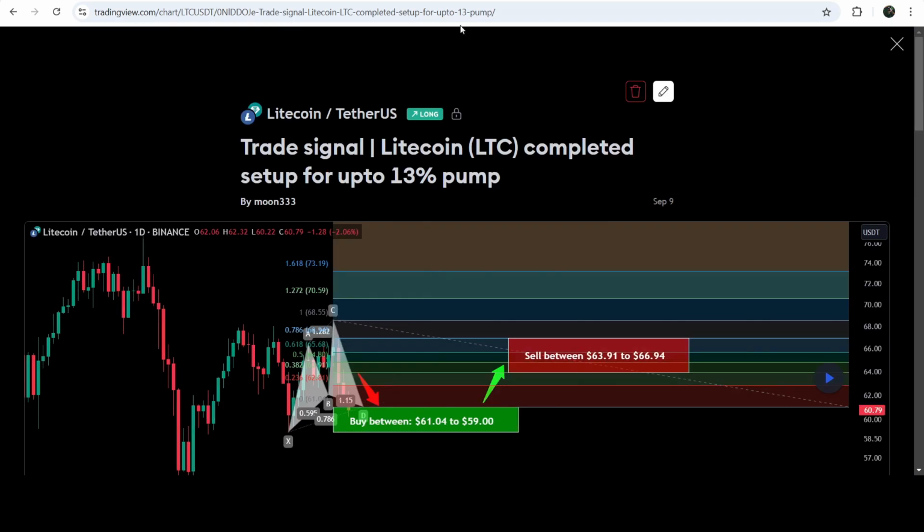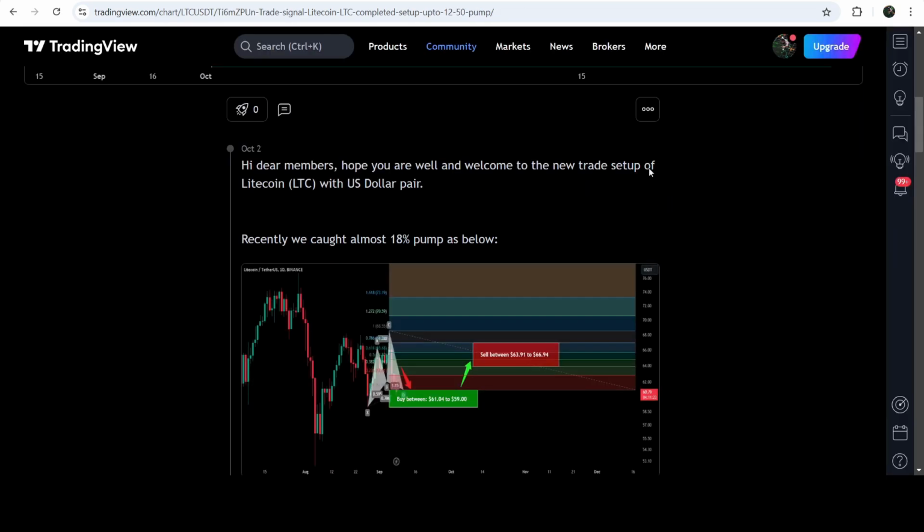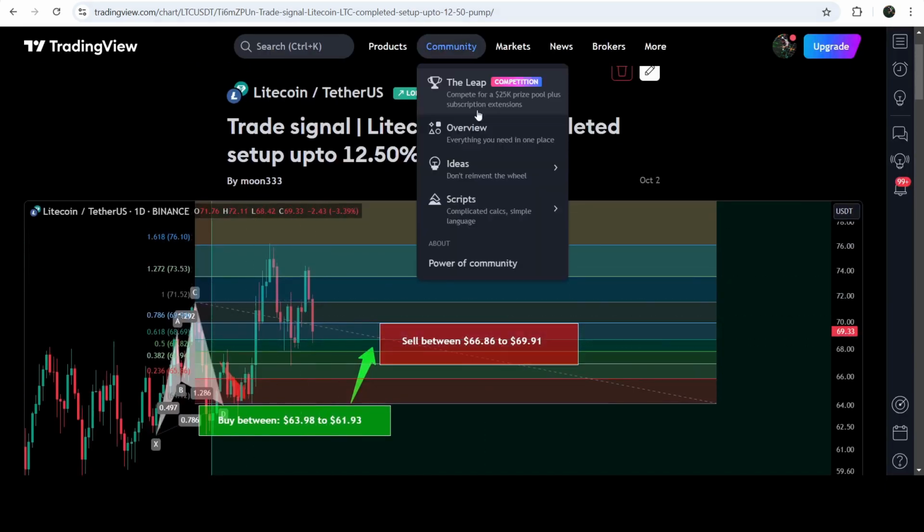The current move was also a Cypher. This is, by the way, the previous one. And this was the current move that I was showing you. This was the Cypher.